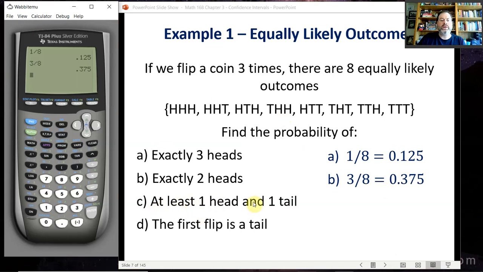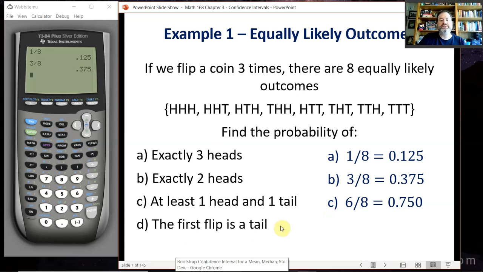What about at least 1 head and 1 tail? This one doesn't have any tails, so not that one. This one has at least a head and a tail, a head and a tail, head and a tail, head and a tail, head and a tail, tail, no head. So there's 6 of them that have at least 1 head and 1 tail. So that's going to be 6 out of 8.